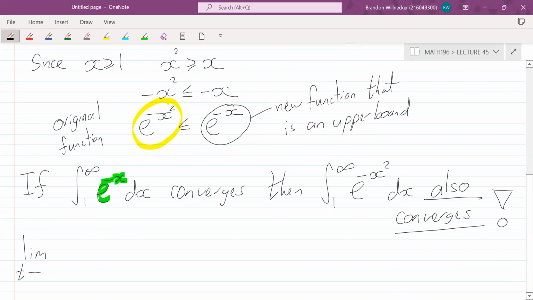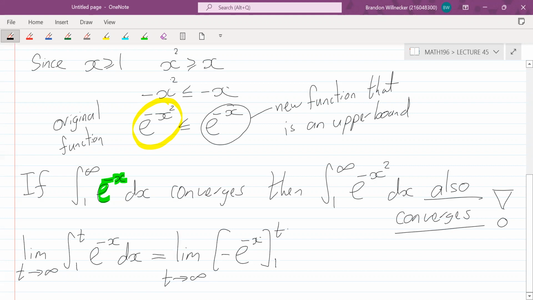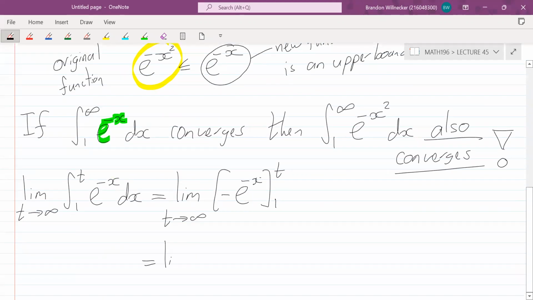So we just replace this with what we know. That's the limit as t goes to infinity of the integral from 1 to t of e to the minus x dx. That's going to be the limit as t goes to infinity of minus e to the minus x from 1 to t. That's going to be the limit as t goes to infinity of minus e to the minus t minus, well, minus and a minus, that's going to make it plus, e to the minus 1.